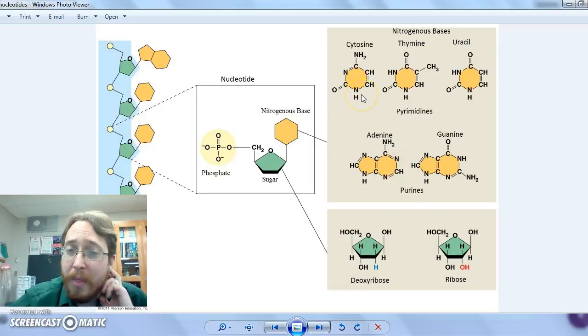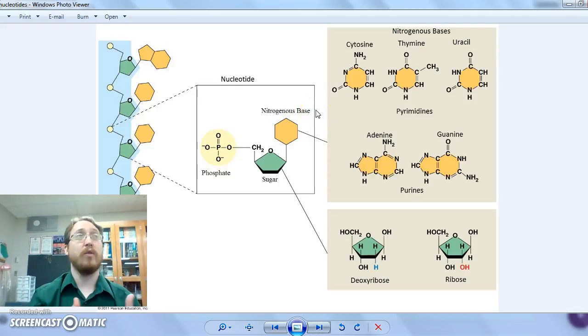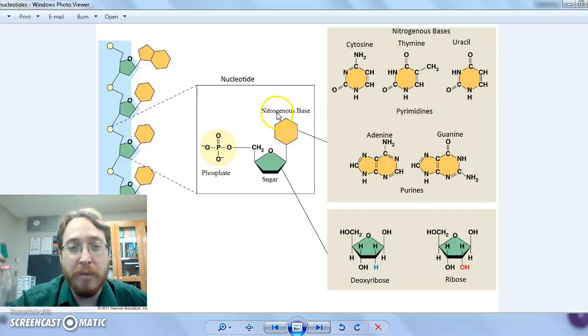And so there's a variation. Not all nucleotides are the same because they don't all have the same base. And that's good because we can now have variation in our polypeptides. This nucleotide could have a nitrogenous base that's cytosine, and this nucleotide could have a nitrogenous base that's adenine, and this nucleotide could have a nitrogenous base that's guanine.